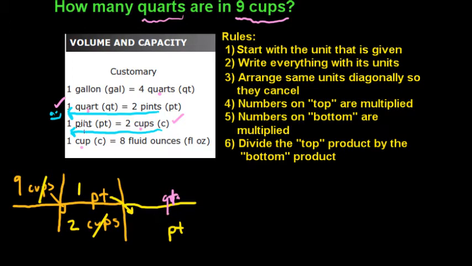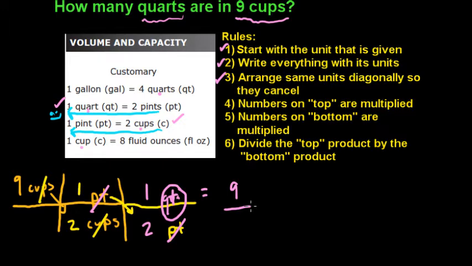Now all I have to do is look at the numbers. 2 pints equals 1 quart. Alright, we can cancel out pints because there's one on top and one on bottom, and we're left with quarts, which is where we're trying to go. So we've completed the first few steps here. Now we're going to multiply the numbers on top. So 9 times 1 times 1 equals 9.